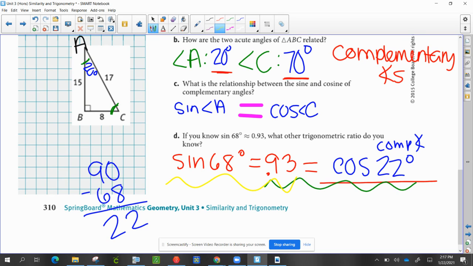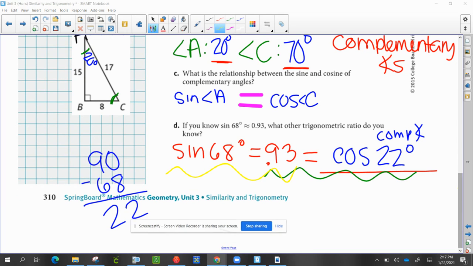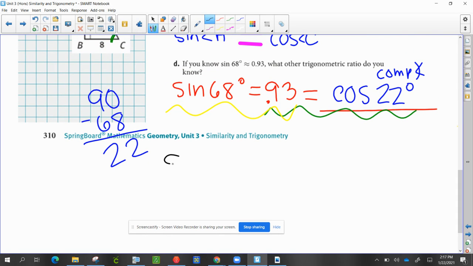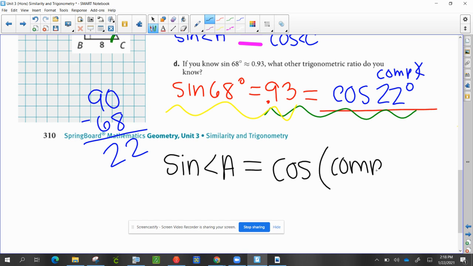So the sine of one angle, let's write it down as a little note here, so you can write this down and have it in your notes. The sine of one angle, so we'll say angle A, is equal to the cosine of that complementary angle. Basically, we're saying it would be equal to the cosine of 90 minus A.